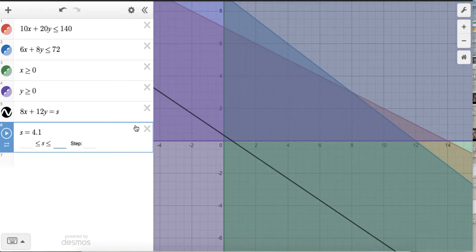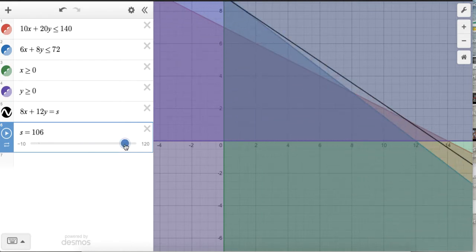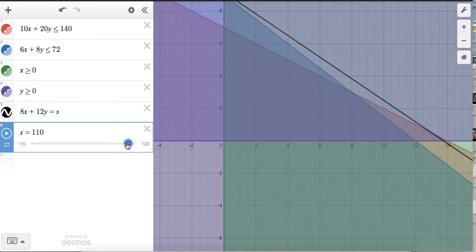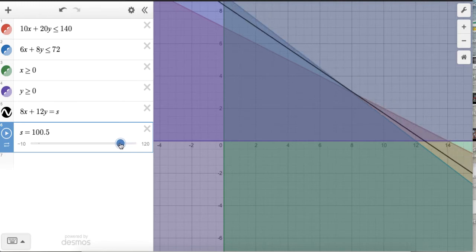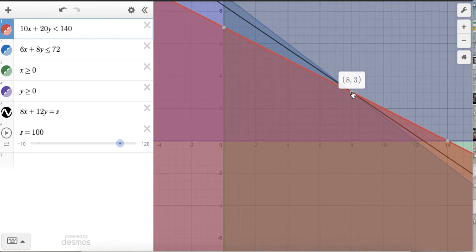maybe 120. Let's see how that does. Okay, if we go up now to 120, that takes us up high enough. And what we can see is that we're going to get our maximum storage space at this point right here. And that point, oops, let's move this to 100, has coordinates 8, 3.